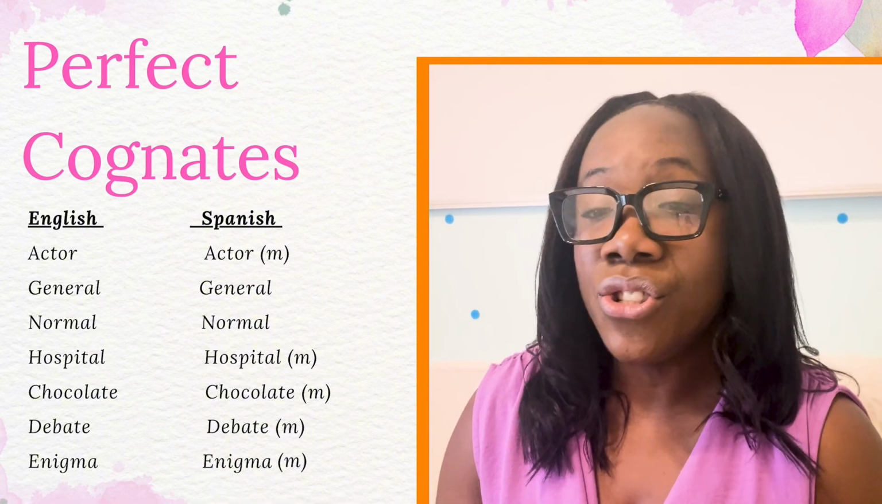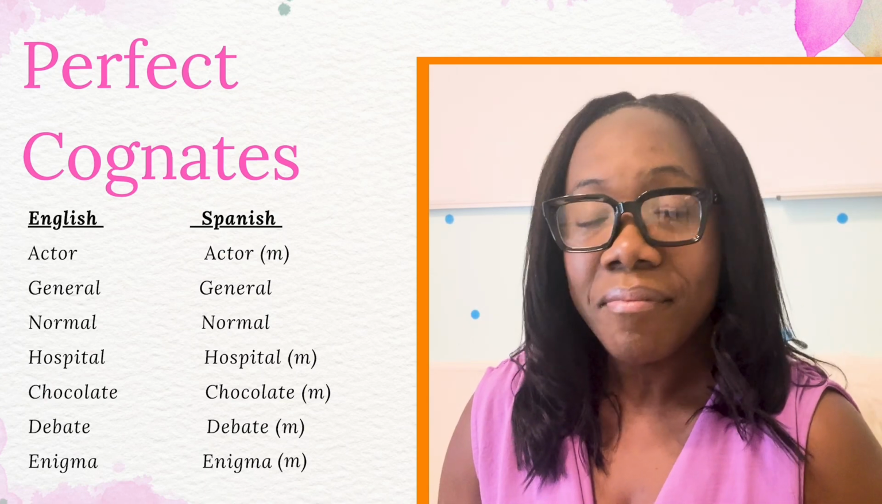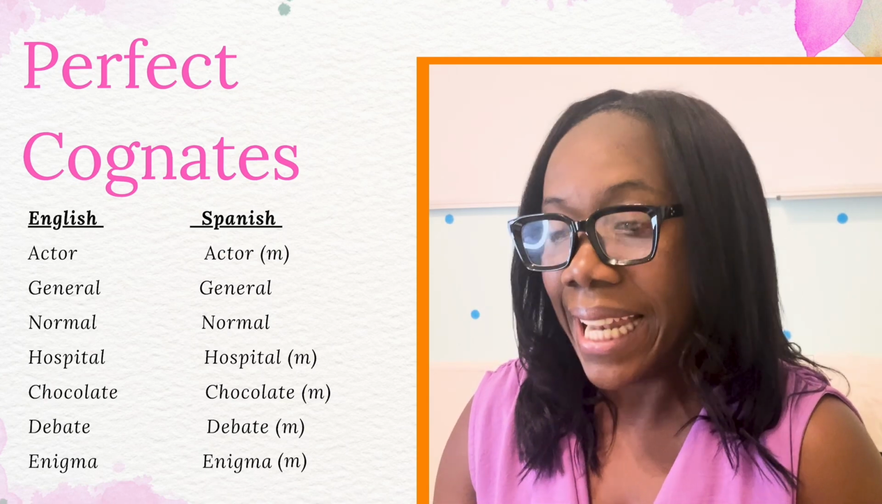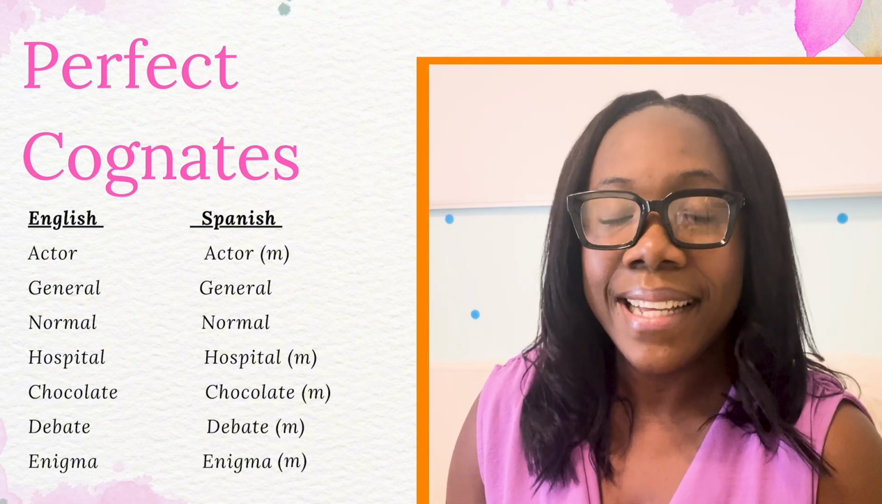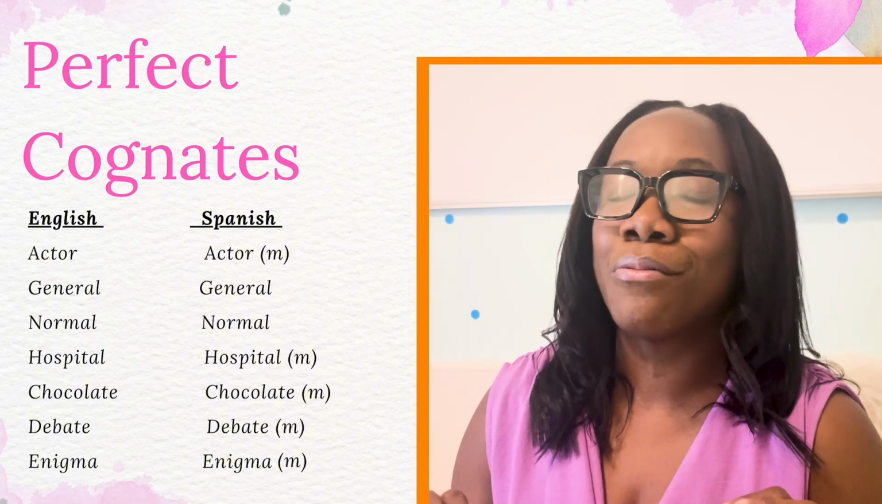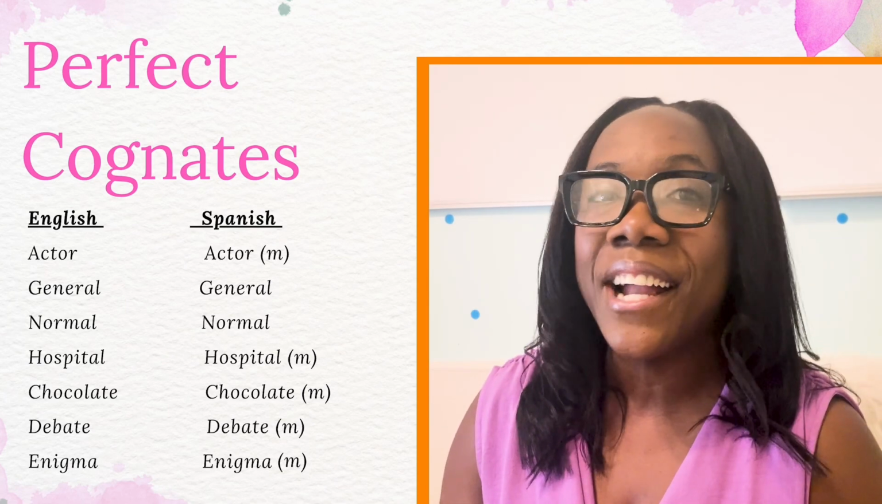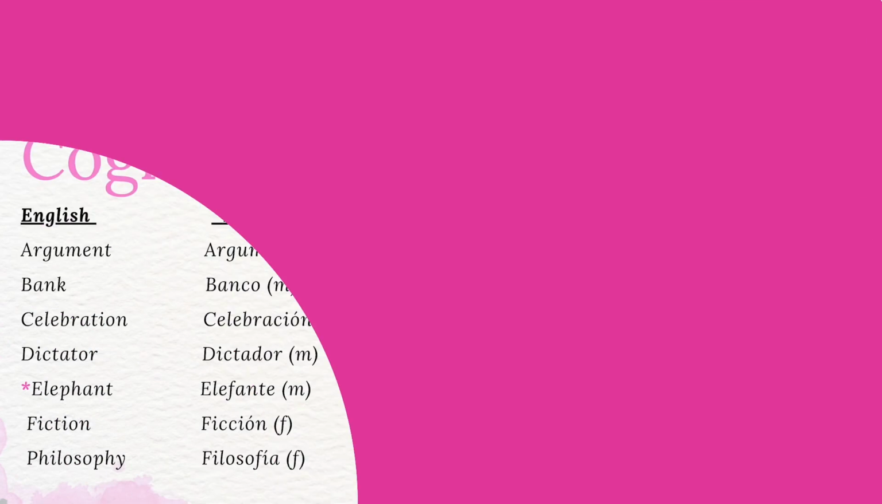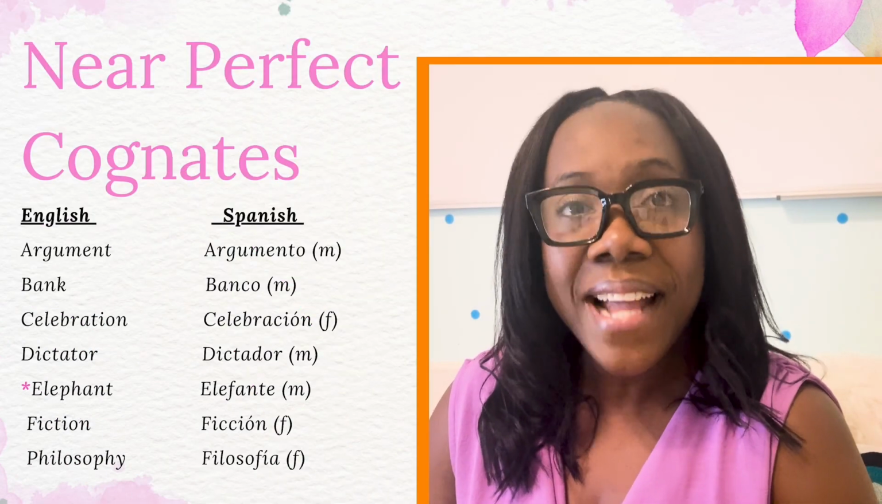Actor, actor. General, general. Normal, normal. Hospital, hospital. Chocolate, chocolate. Debate, debate. Enigma, enigma. And I had to really concentrate to pronounce those words properly because if you're not careful, they will confuse you. Okay, so now we're talking about some near perfect cognates.